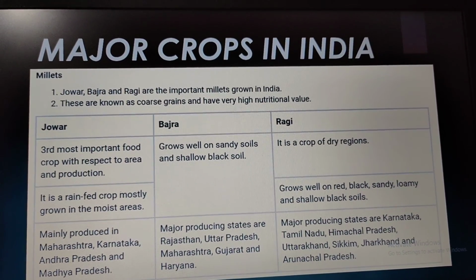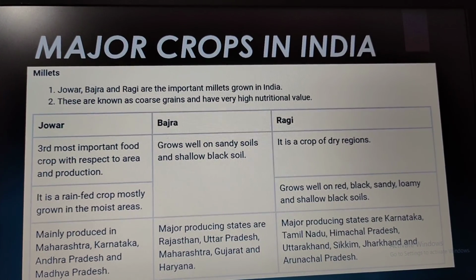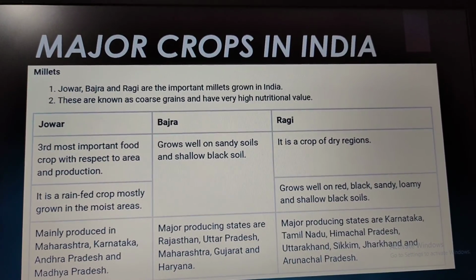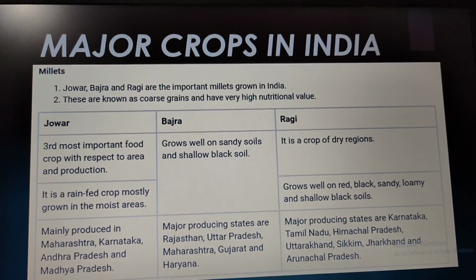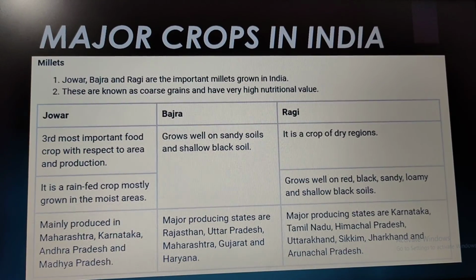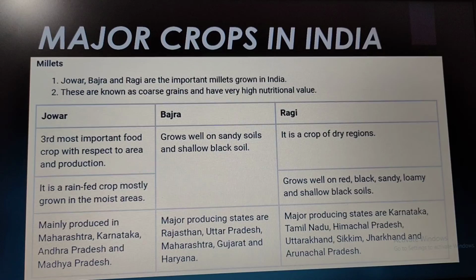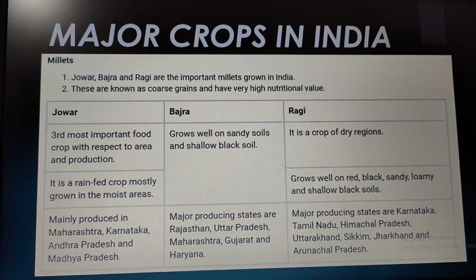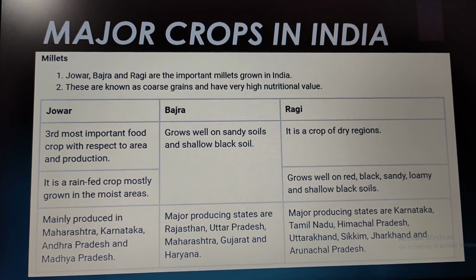If we talk about bajra, major producing states are Rajasthan, Uttar Pradesh, Maharashtra, Gujarat, and Haryana. Right? Why? Because black soil is found in parts of Rajasthan and Gujarat as well. And cotton is also one of the most important crops grown there in parts of Rajasthan and Gujarat, as well as in the Deccan region where black soil is found in abundance. So Deccan Plateau is very good for growing your cotton.